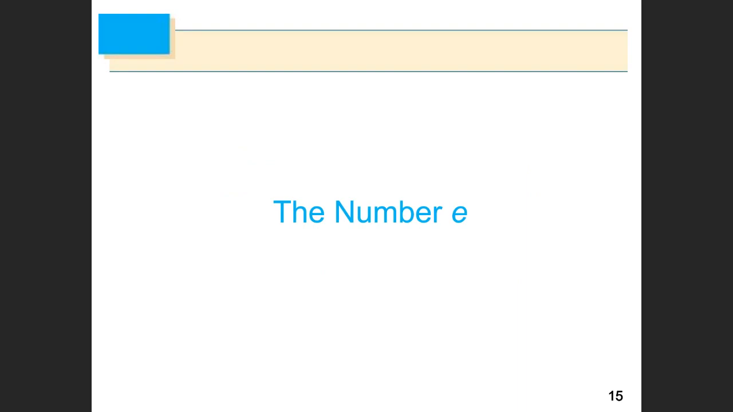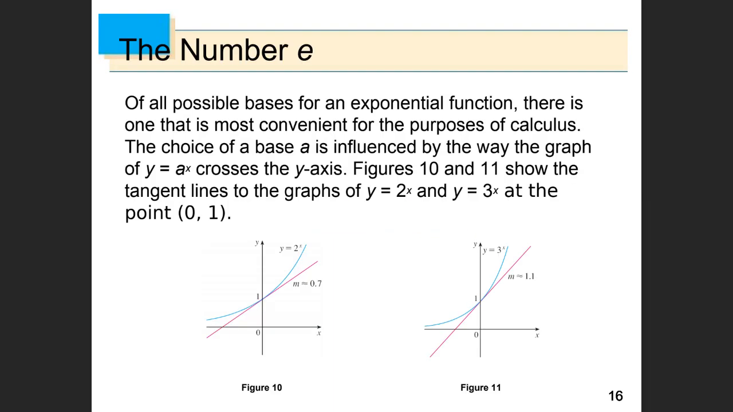Now, why do we need the number e? If I give you the graph y equals 2 to the power x, and y equals 3 to the power x, I can get the slope at the point (0, 1). If you compute the slope for the first one, you have approximately 0.7. If you compute the slope at the point (0, 1) for y equals 3 to the power x, you get approximately 1.1. You see, those are decimal values.